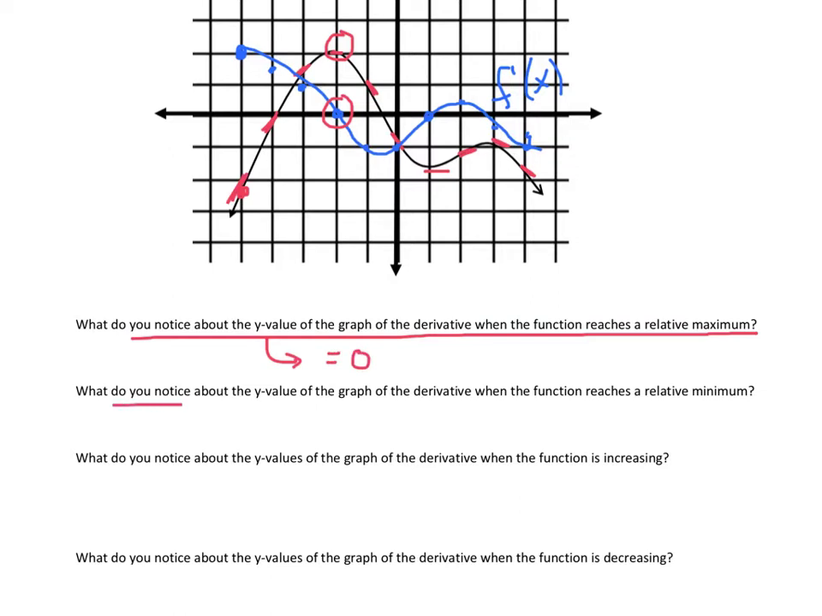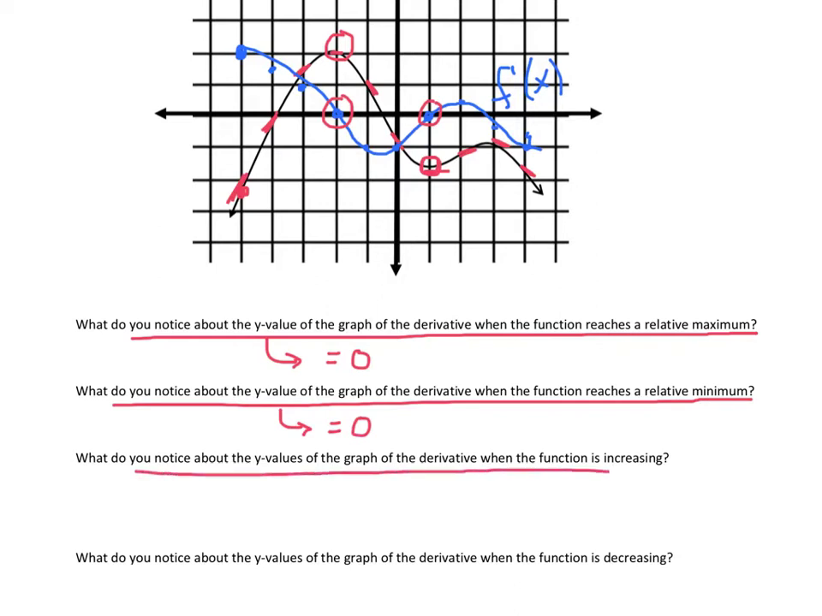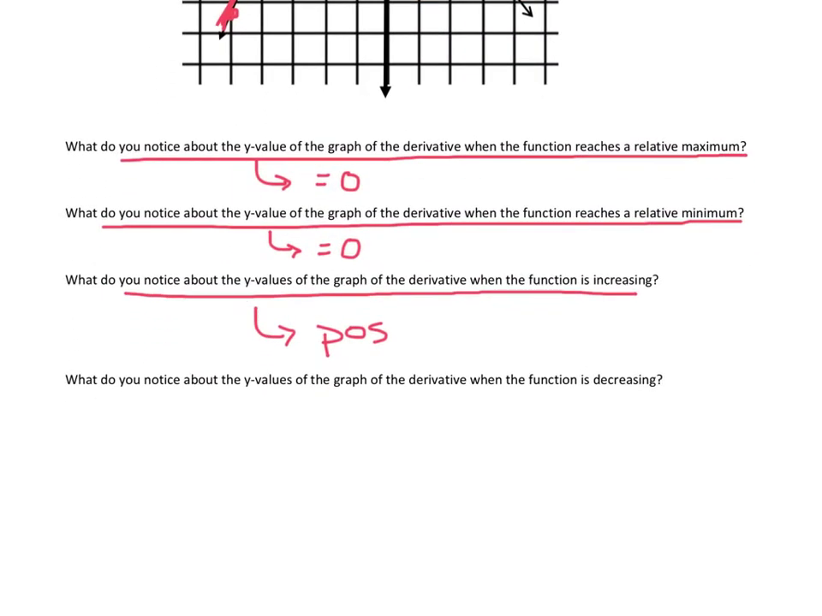Number 2 here, what do you notice about the y values of the graph of the derivative when the function reaches its relative min? So it looks like right here was the relative min for f, and again the y values of the derivative were 0. So we do have that common theme going. What do you notice about the y values of the derivative when the function's increasing? Well, anytime f was increasing, like in here, all the y values were positive. And I bet you know where the next question's going. What do you notice about all the y values of the derivative when the function was decreasing? We're going to notice that all the y values were negative, aka f prime was living below the x-axis.